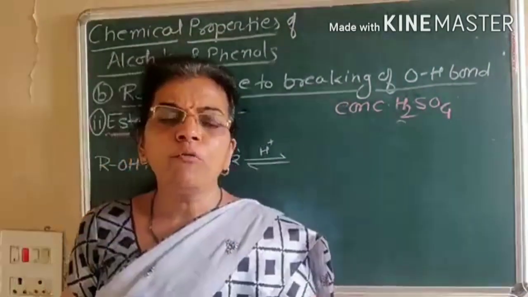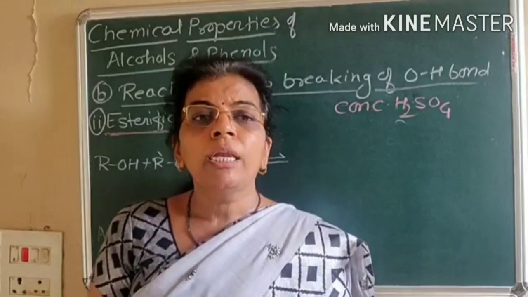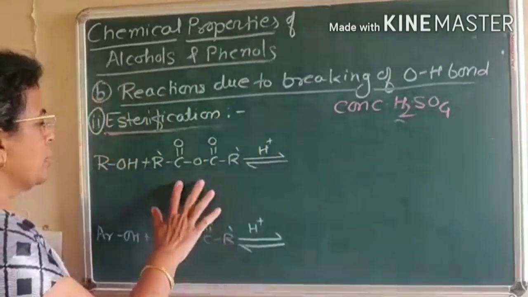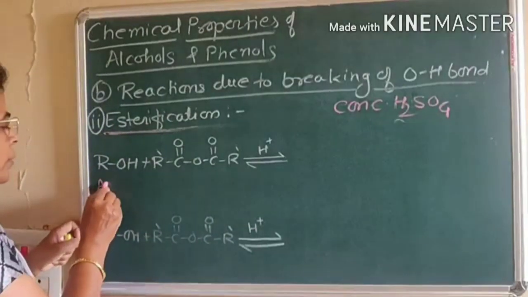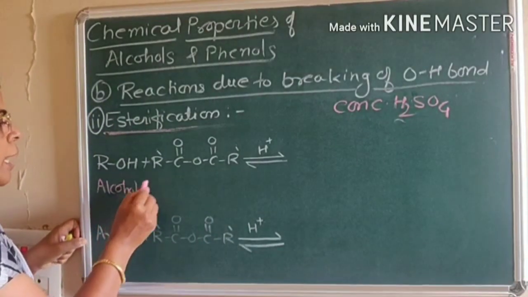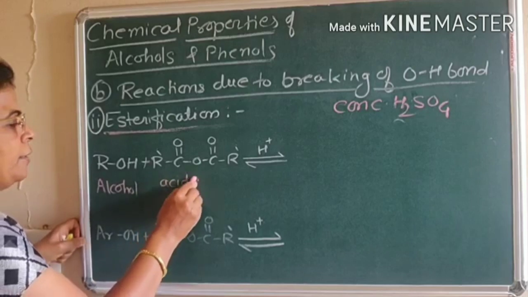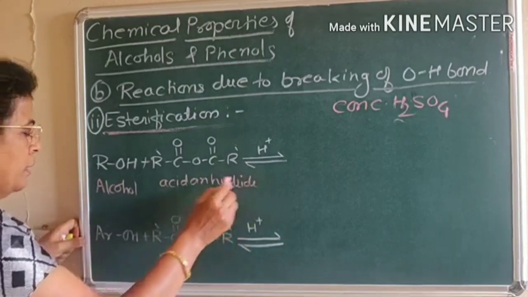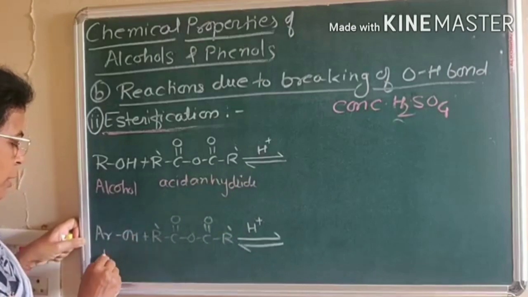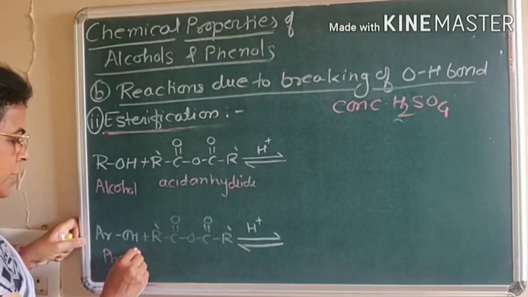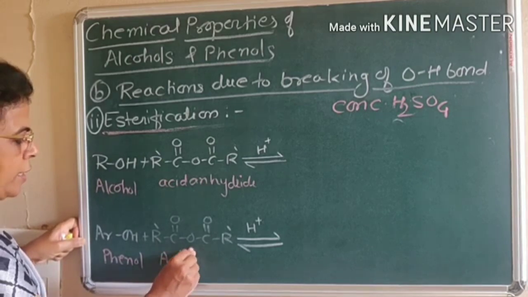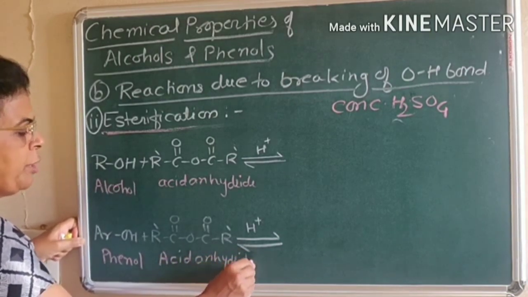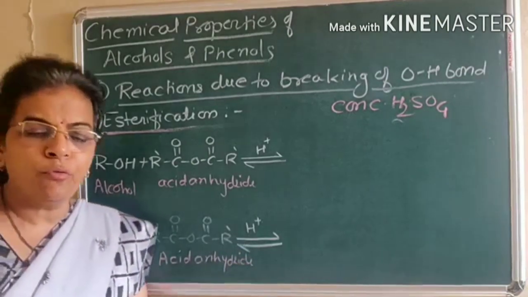The esterification of alcohols and phenols can also be carried out by using acid anhydride. Now this is alcohol and this is acid anhydride. Here this is phenol and this compound is acid anhydride. Now what is meant by acid anhydride, or how is it formed?